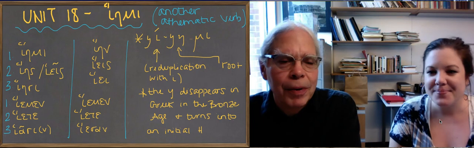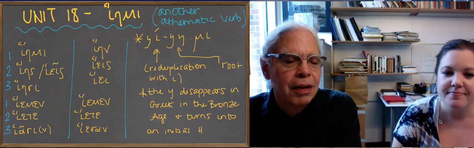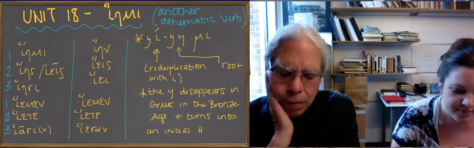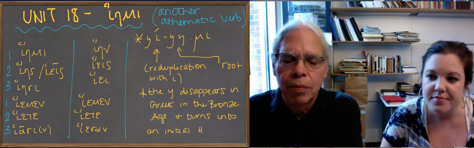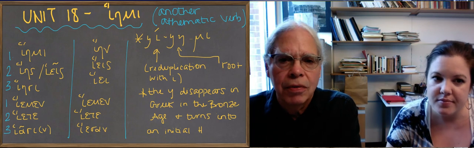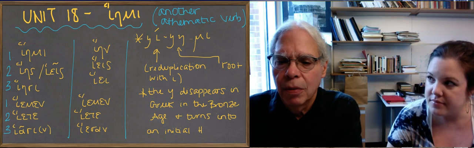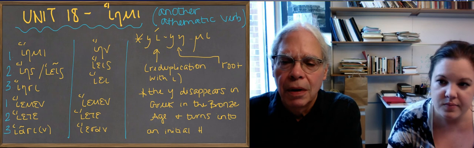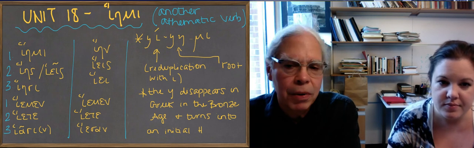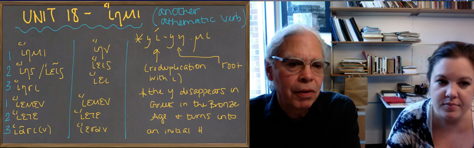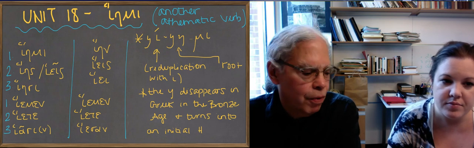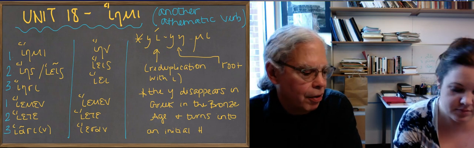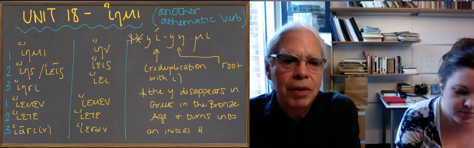Okay, we're starting Unit 18 today, and the main part of Unit 18 introduces you to a fourth athematic verb in the same series as τίθημι, δίδωμι, and ἵστημι. And it really is extremely similar to τίθημι. It's almost identical, in fact. Belisi's put up on the blackboard the asterisk form there, that's the original form.